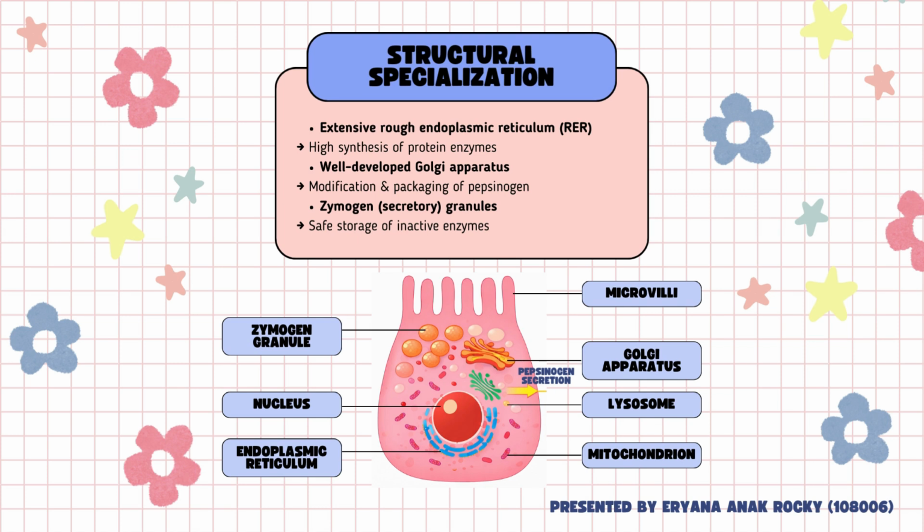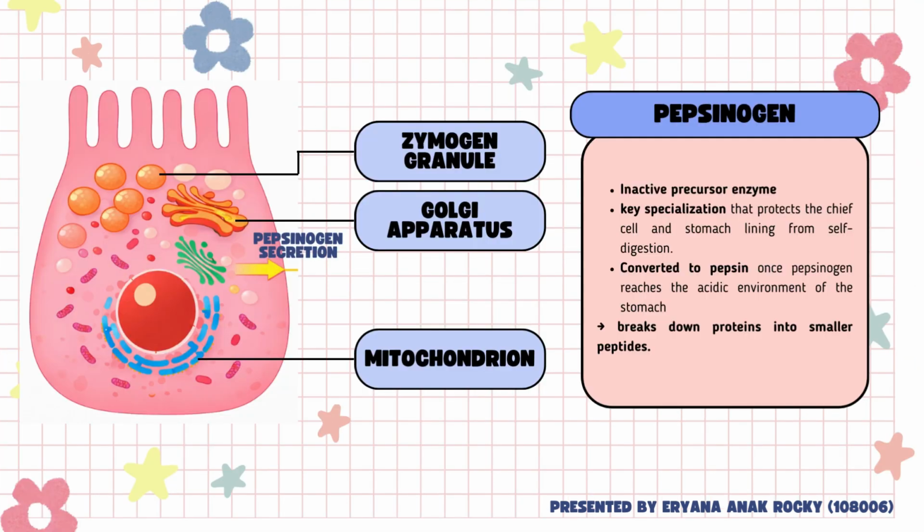In addition, chief cells have a well-developed Golgi apparatus, which modifies and packages these enzymes before secretion. The enzymes are stored in specialized secretory vesicles called zymogen granules. The zymogen granules contain pepsinogen, an inactive precursor enzyme. Releasing pepsinogen instead of active pepsin is a key specialization that protects the chief cell and stomach lining from self-digestion.